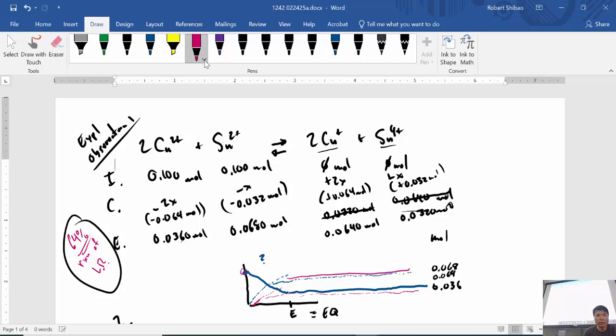Okay, so let me make it a little bit bolder here so it stands out more. And the same here for the product. The product, I'm going to make this squiggly line. The reactants I just made the solid line. Maybe I should do a different color for that.